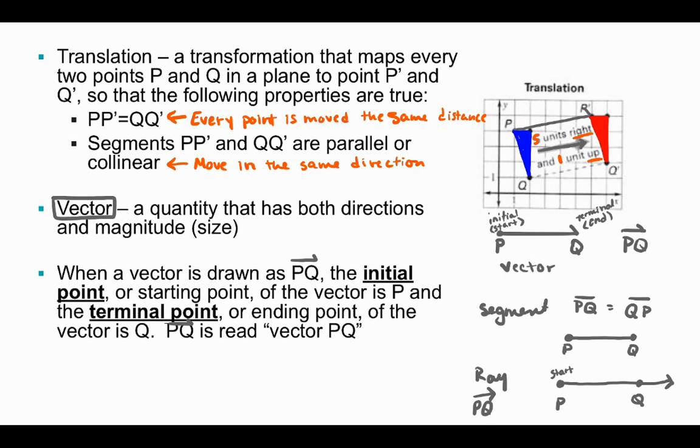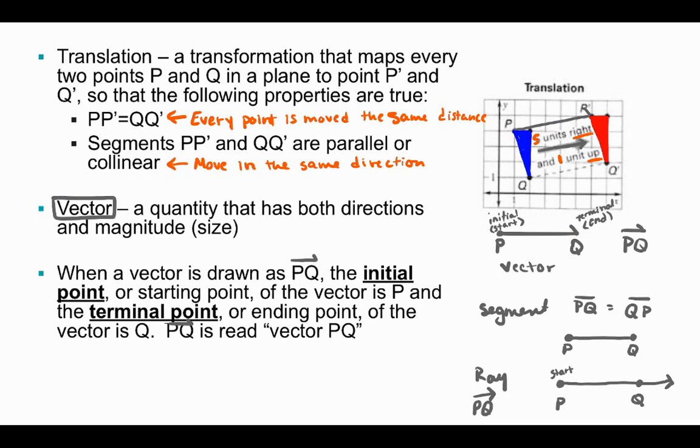So a vector, when it is drawn, so if you look, I'm going to draw my vector with points P and Q. So it has a point P. This is my initial point. So whichever one comes first in the name is your initial point. So this is where your vector has to start. And then it has a terminal point. So the terminal is where it ends. So this is our ending point.